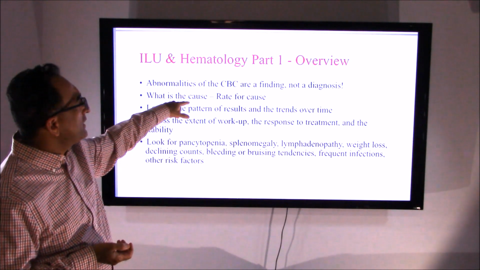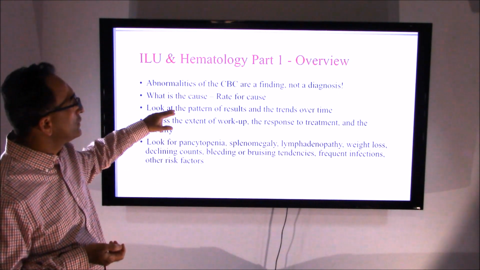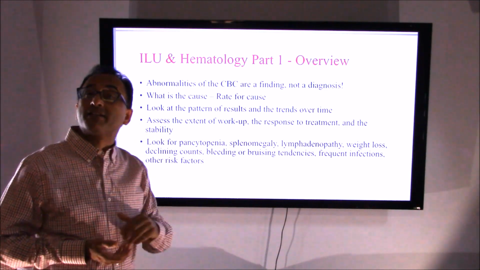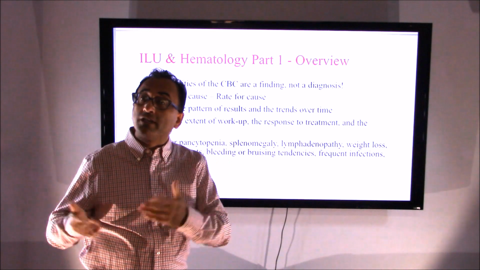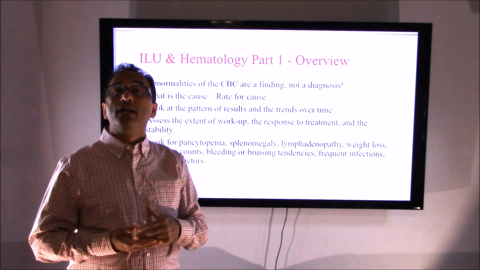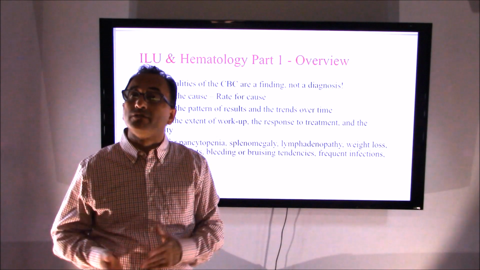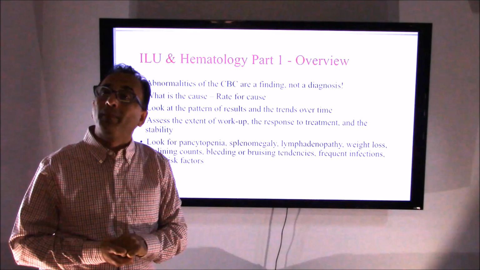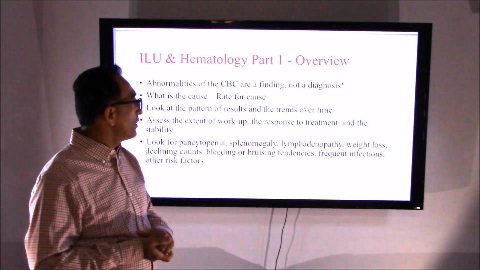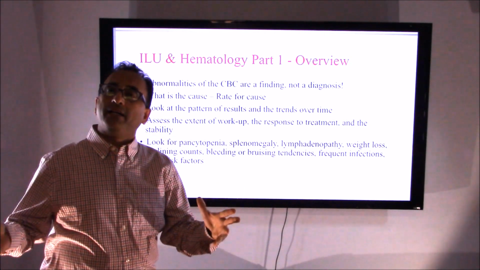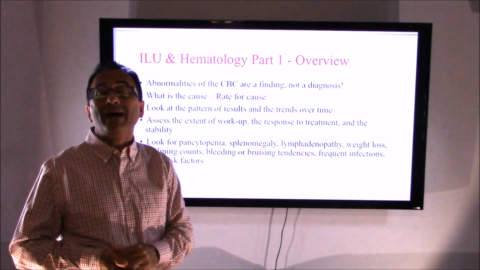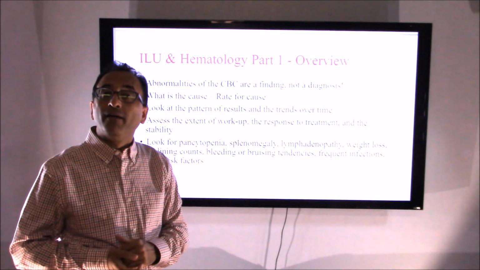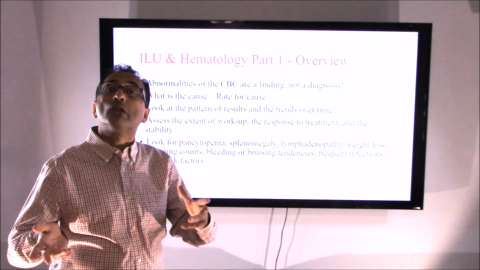Let's say the abnormalities in the CBC, whether you have got too many red blood cells, erythrocytes, or too many white blood cells, say leukocytosis, or too many platelets, thrombocytosis, or the other way, very low platelets, thrombocytopenia, or leukopenia, a low white blood count, or someone is anemic, red blood cells are low, iron is low.